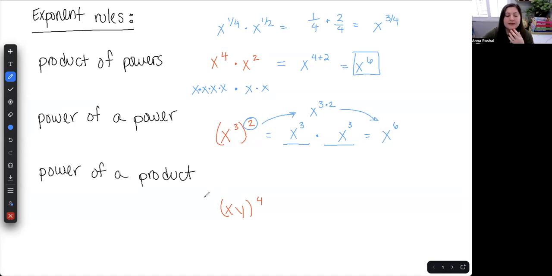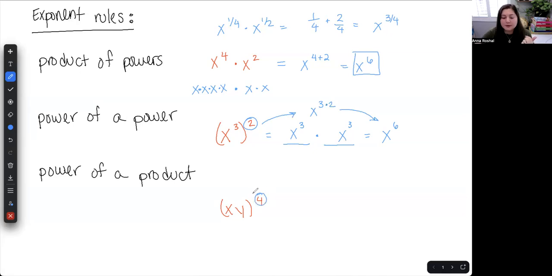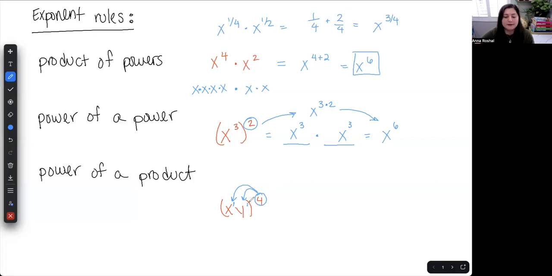Now, when we look at a power of a product, I don't like to use the word distribution because you're not really distributing anything, but you're applying, maybe, this exponent to each of the exponents that are in here. In this particular case, we only have x to the first, y to the first. So since we're applying that, we're going to apply that 4 to the first, sorry, x to the first times 4, y to the first times 4 as well. And so I'm going to end up with x to the fourth, y to the fourth.